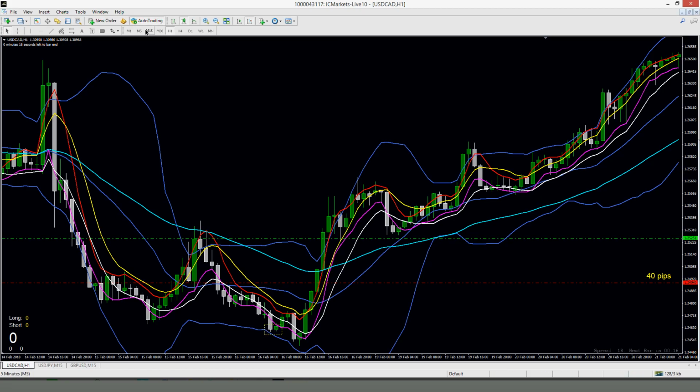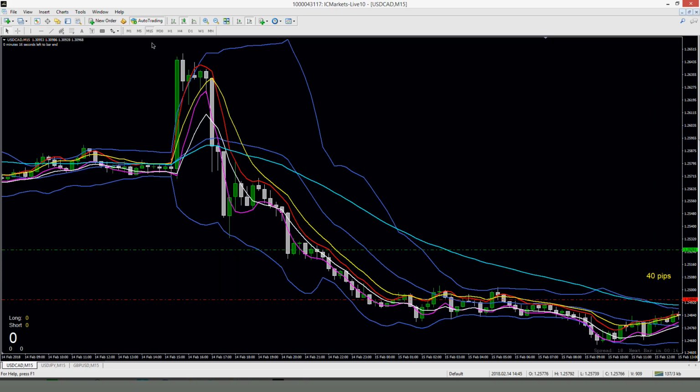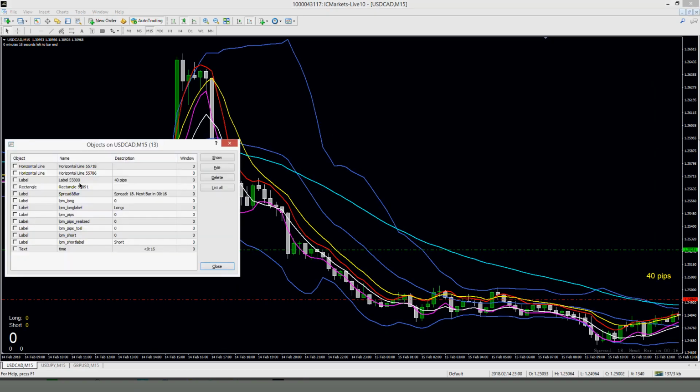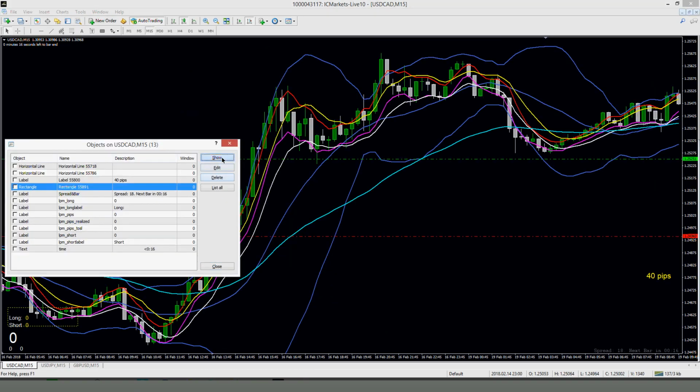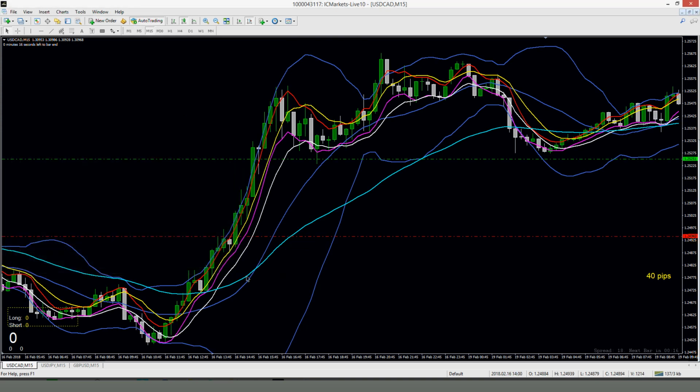Okay. So let's just say H1 is on a sideways BB, and you have the first candle over here rejected the low BB. So you need to make sure at M15 that there is no opposite setup.